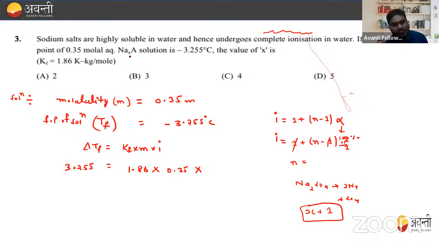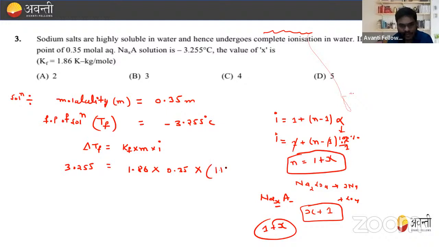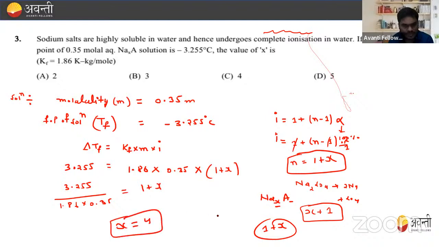So you have to identify this, because this is NaxA. Here the value of x, and here the value of 1. So this will become 1 plus x, right? So let's put n equal to 1 plus x. When you put this, how will you get x? This is 3.255 divided by 1.86 into 0.35, and this is equal to 1 plus x. On solving, you'll get x is equal to 4. So the formula is Na4A. Okay, this is the formula.